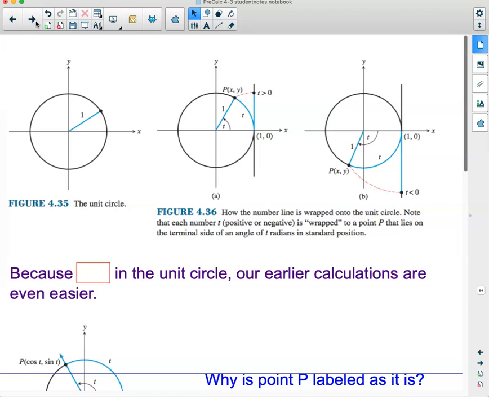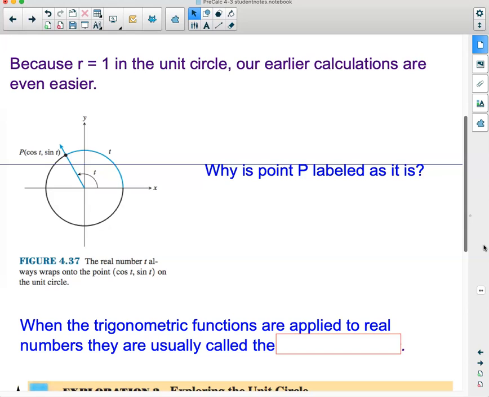So here's our number line. Looks kind of weird seeing it vertical like that. But if we were to wrap that onto the unit circle, we would see our radian measures as we go around. Because r equals 1 in the unit circle, our earlier calculations are really, really easy. We pick things for a reason in math. We pick them logically, so it'll make the math nicer and easier for us. So here's what happens because we pick r of 1. Notice that this little point on the unit circle is labeled cosine of t, sine of t.